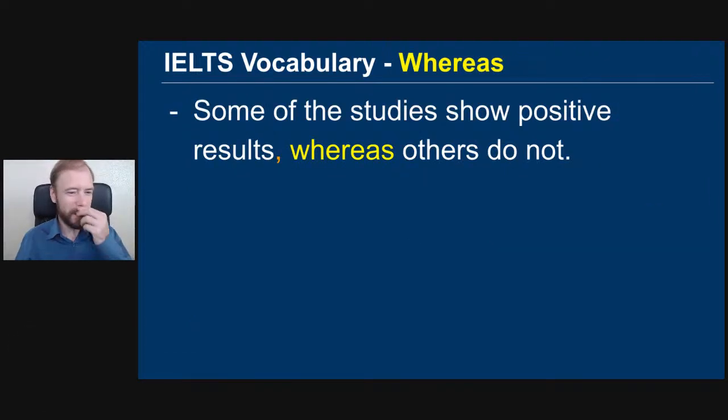All right, let's go to whereas. This is the last one. Whereas, meaning, again, comparing and contrasting two pieces of information. So some of the studies show positive results, whereas other studies do not. So we want to show that although this information showed this, other information did not. So some of the studies show positive results where others do not.